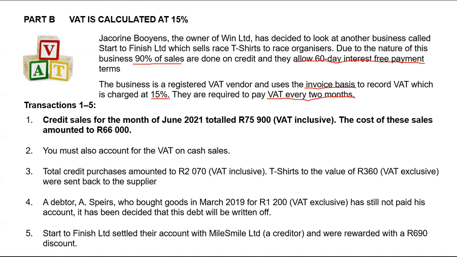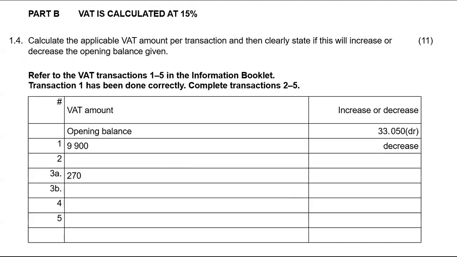To calculate VAT output on that, we were told that already we had 33,050, I'm not sure, which is on the debit. It means that that was VAT input. So the question is, will VAT input increase or decrease?